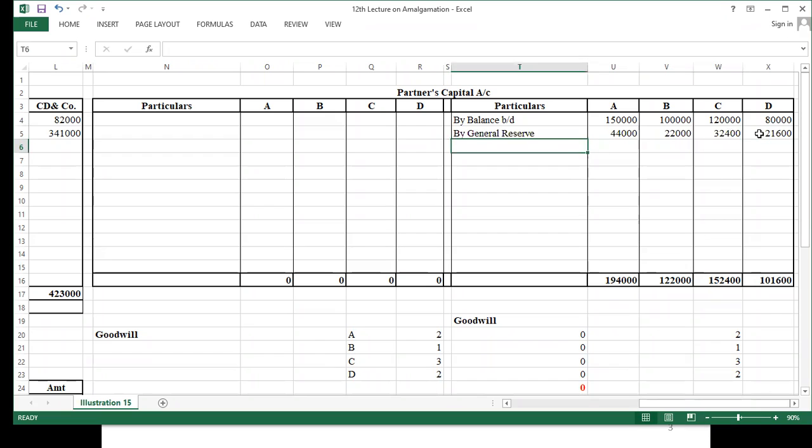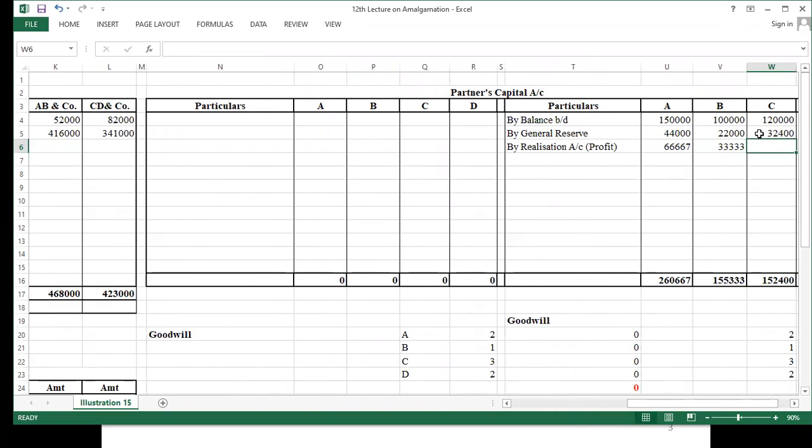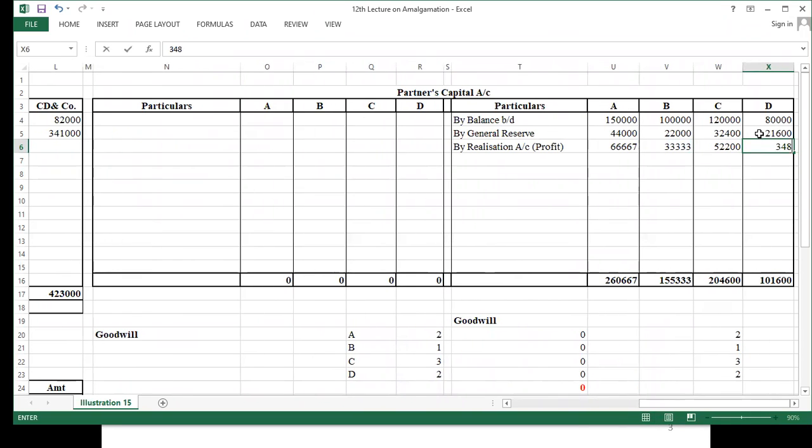Now next is by realization account, within brackets profit. For A, the profit was 66,667 and B 33,333. For C and D we have to see 52,200 and 34,800. So this is what we got as profit.